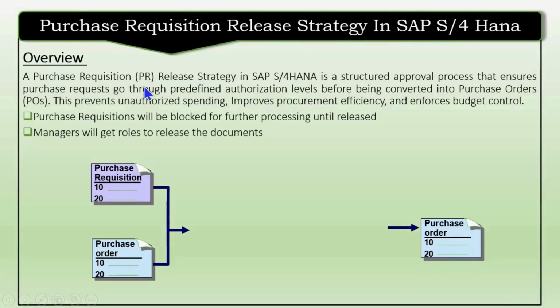Overview. A purchase requisition release strategy in SAP S4HANA is a structured approval process that ensures purchase requests go through predefined authorization levels before being converted to a purchase order. This prevents unauthorized spending, improves procurement efficiency, and enforces budget control.